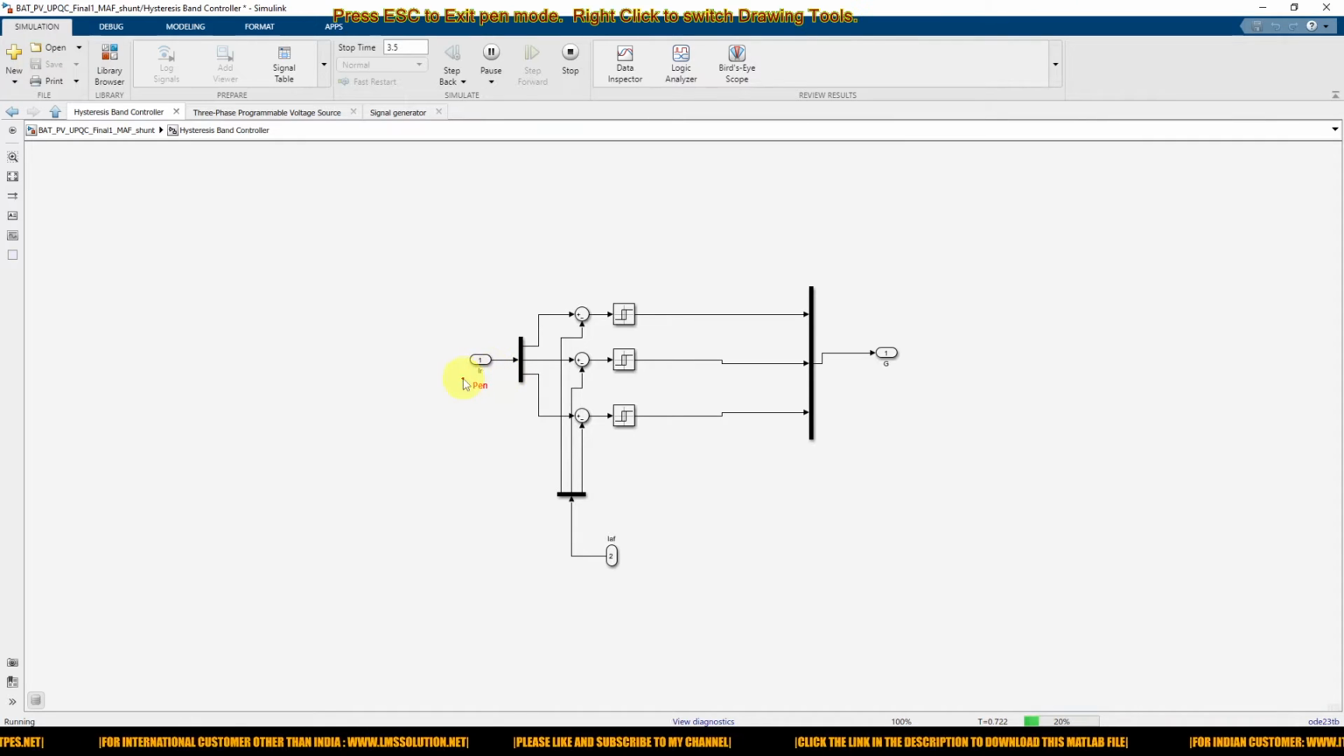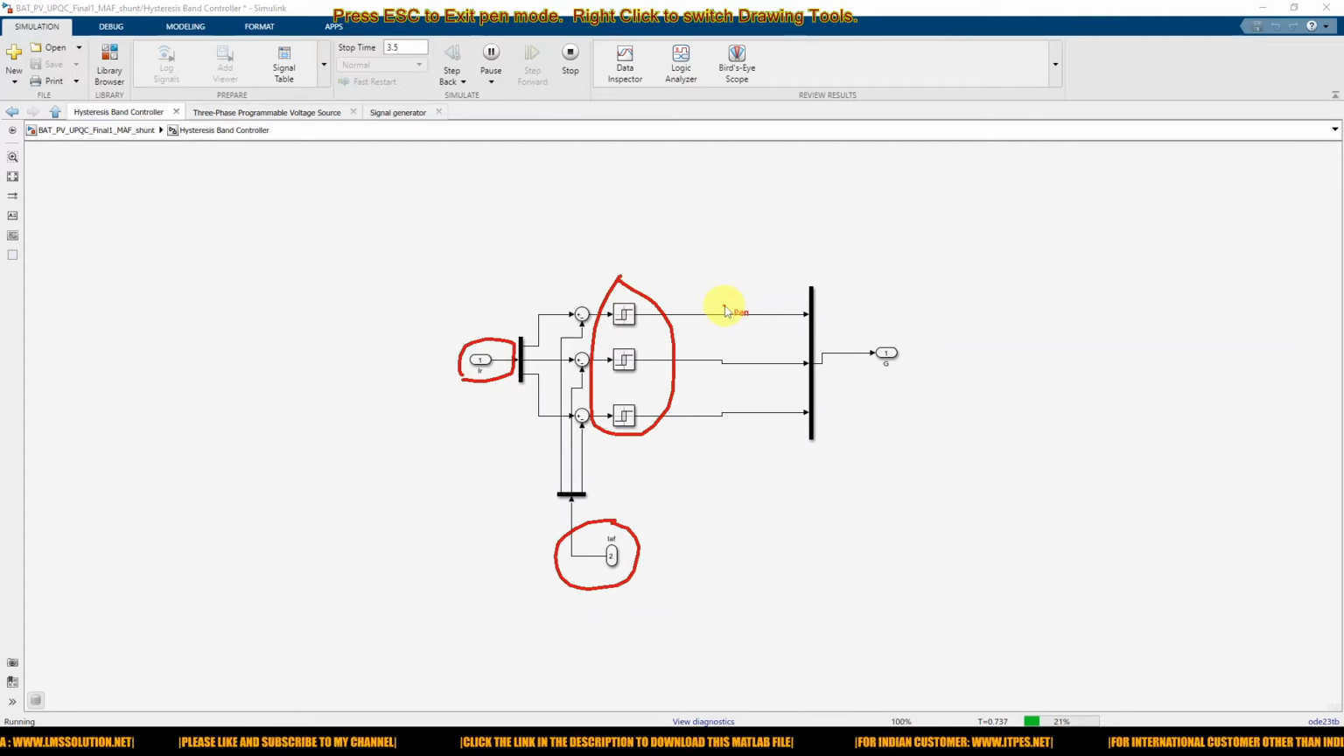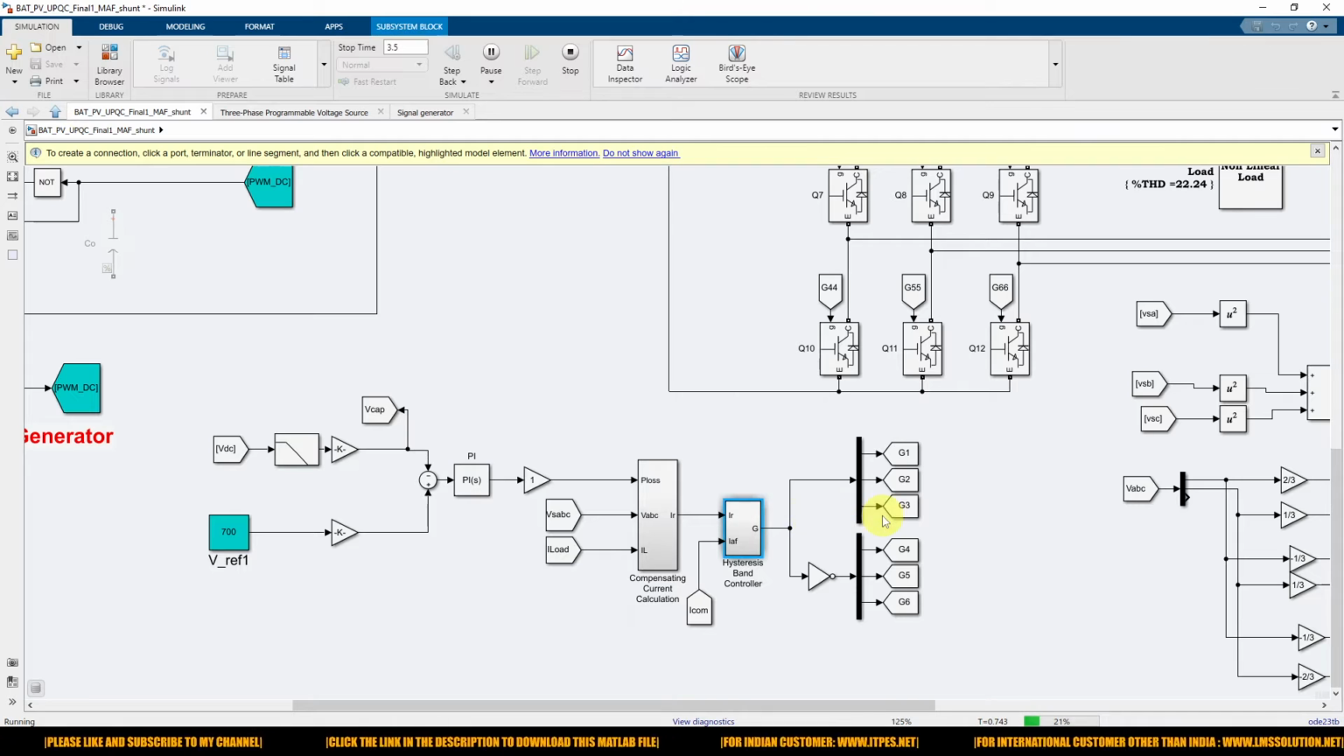You have to compare the compensation current with the current of the shunt converter, and then it is processed via a hysteresis controller for generating the pulse. Here we are taking the 6 pulse. So you take the direct pulse, and then you have to apply a NOT logic, and then you generate the 6 pulse.